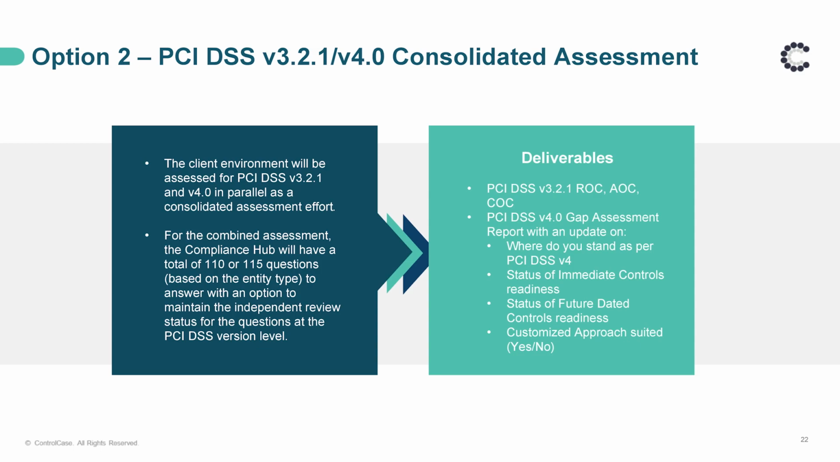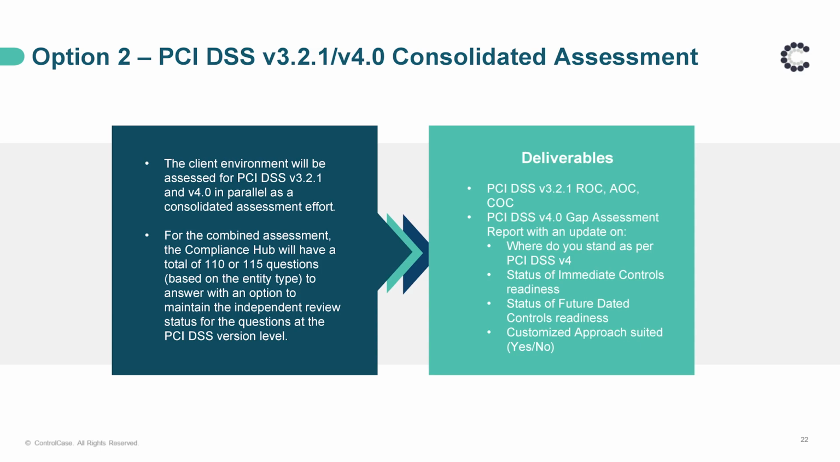But these 110 or 115 questions will cover both the overlap of version 3.1 and version 4.0, with an option to maintain the independent review of each version. We have a slide where we'll give a glimpse of how that questionnaire will be published.